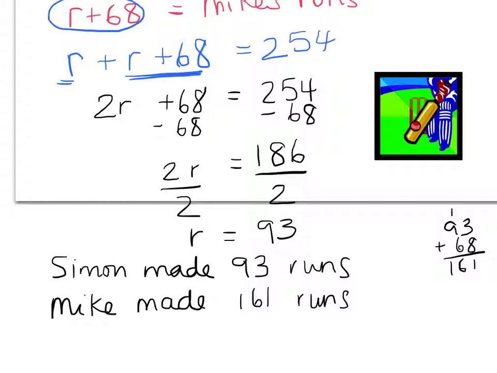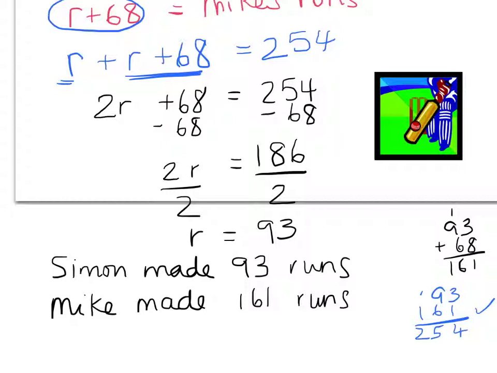Okay, and so that's our final answer and our final sentence. Now we can check to see that we've done the answer correctly, because their runs altogether should add up to 254. Remember, altogether they made 254 runs. So if I do 93 plus 161, I do get 254. So that means I probably have done the question correctly. So that's just a little bit of a check there.